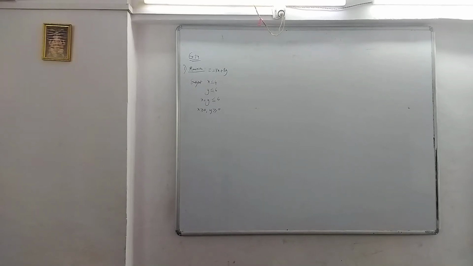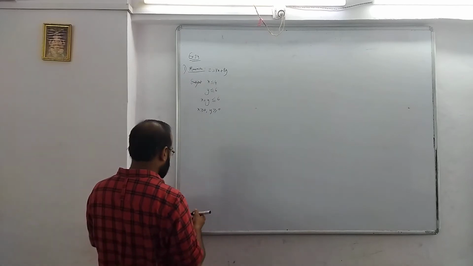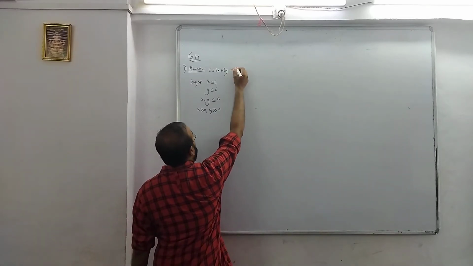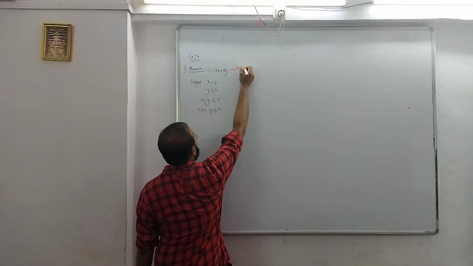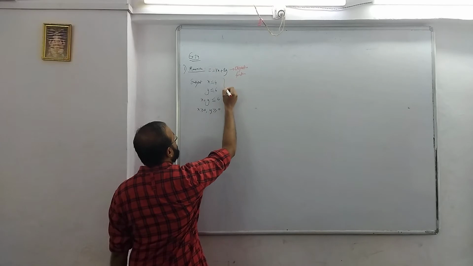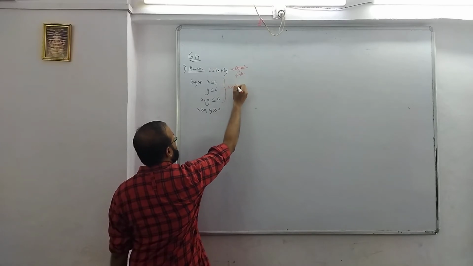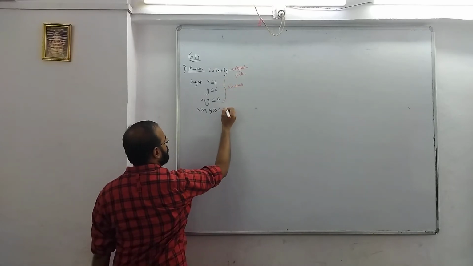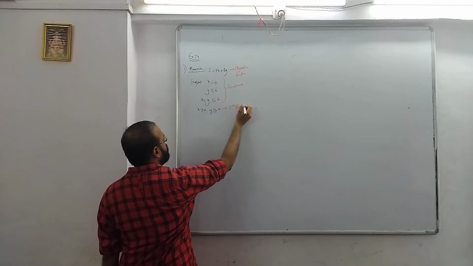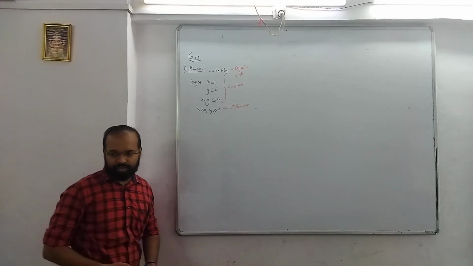So let's start this. Maximize Z = 11x + 8y. This is called the objective function, and these are called the constraints. This shows that the region lies in the first quadrant.